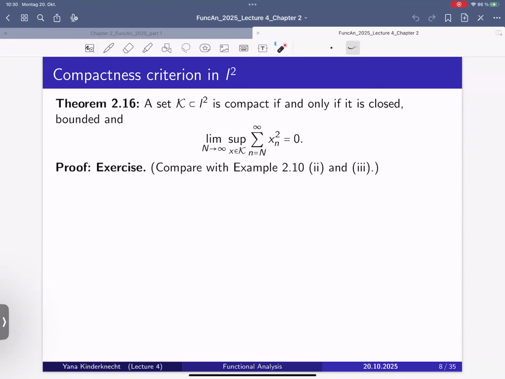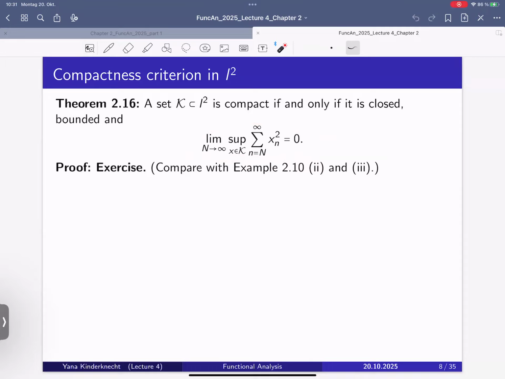We have also discussed two examples. We discussed that a unit ball, even a closed unit ball, is not compact in this space. And there was also a Hilbert cube, which is compact in L2. You can check that for a closed unit ball, this criterion is not satisfied, and for a Hilbert cube, this criterion is satisfied.